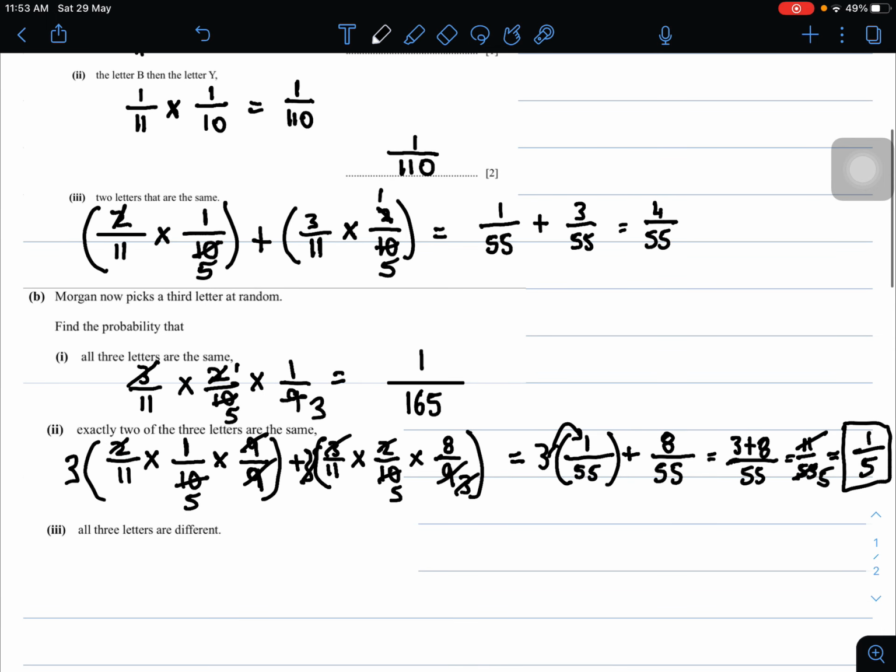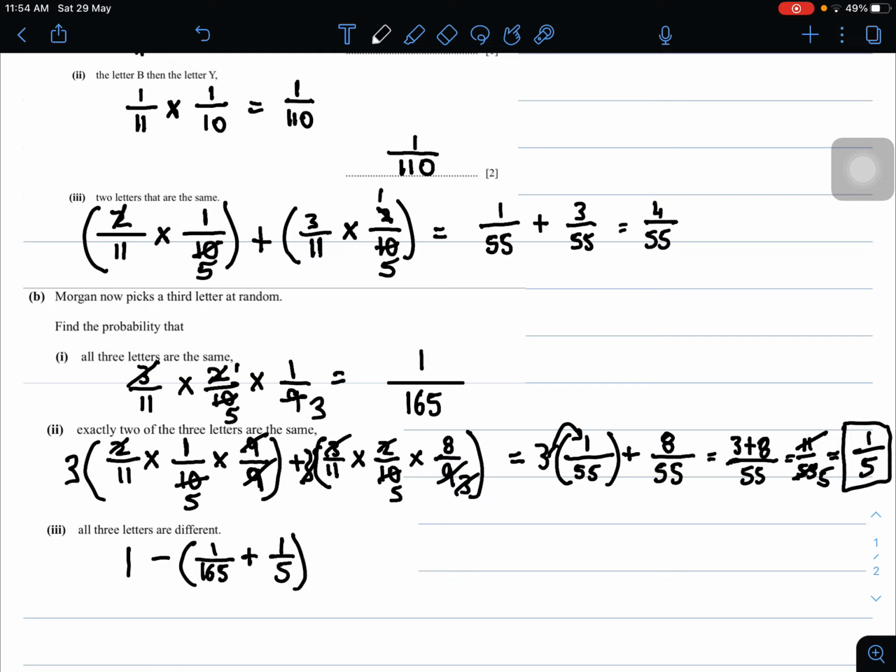Now let's move on to the final part of the question, that is B part 3, where all 3 letters have to be different. So we have found the probability in B part 1 and 2, where all 3 letters are the same and exactly 2 letters are the same, my bad, exactly two letters are the same. So all we need to do is 1 minus the probability of all three letters being the same, that is 1 by 165, my bad, plus the probability of exactly two letters being the same out of the three, that is 1 by 5.